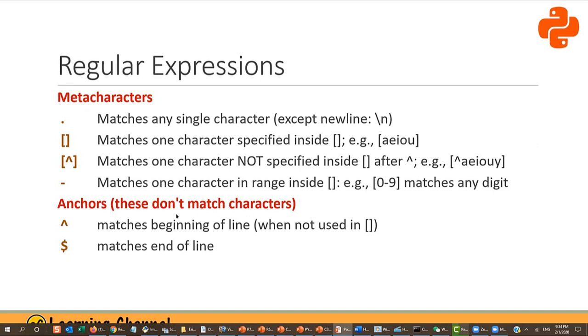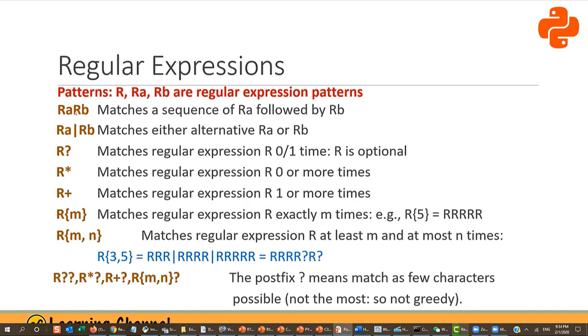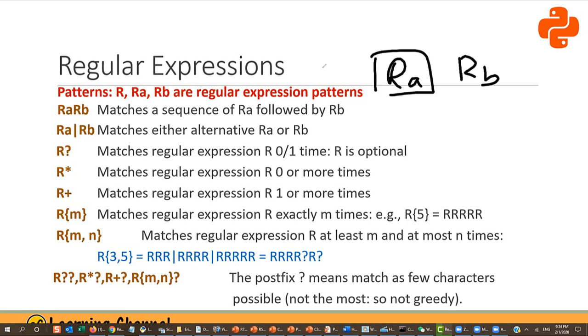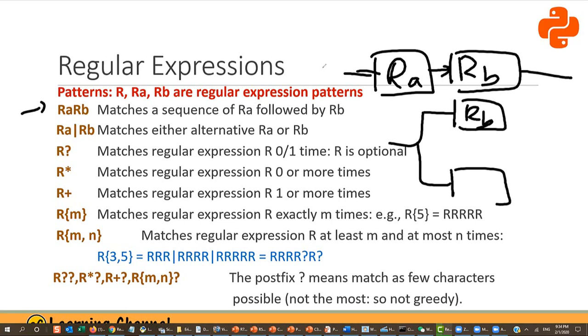We talked about this before. Regular expression A followed by regular expression B is written as AB. It will be something like this. The second one is regular expression A or regular expression B, combined and coming to here. It's optional. This one is the syntax diagram.